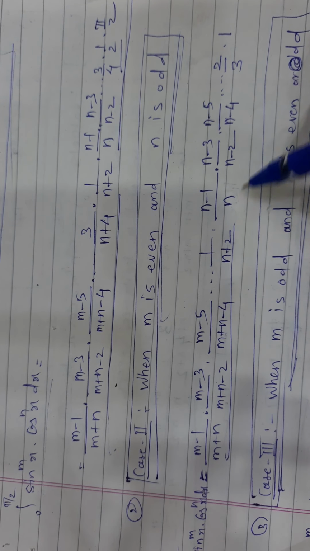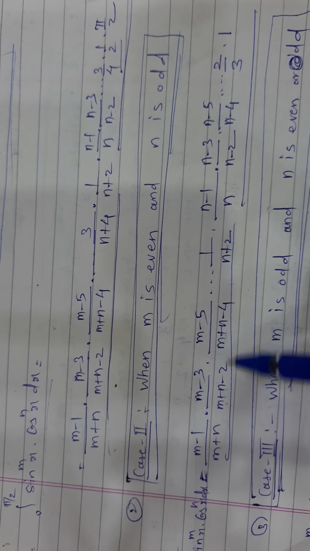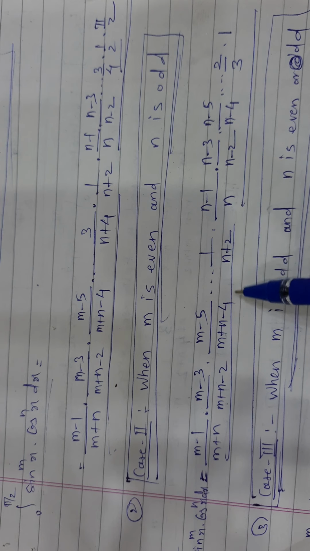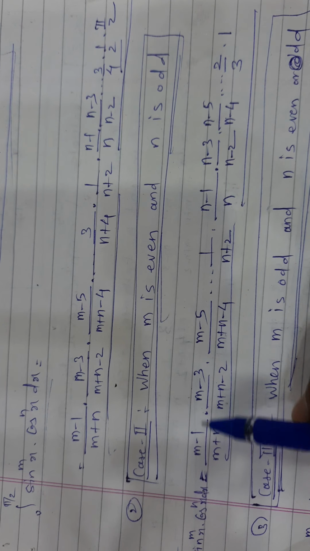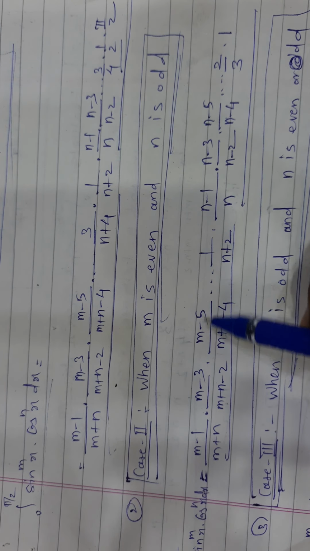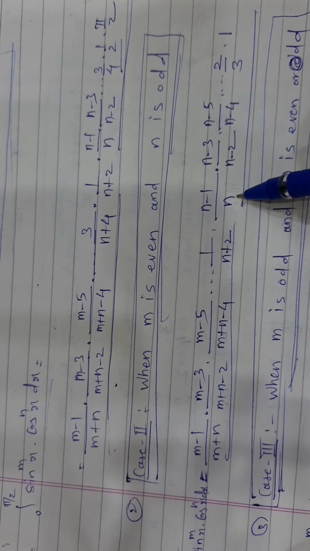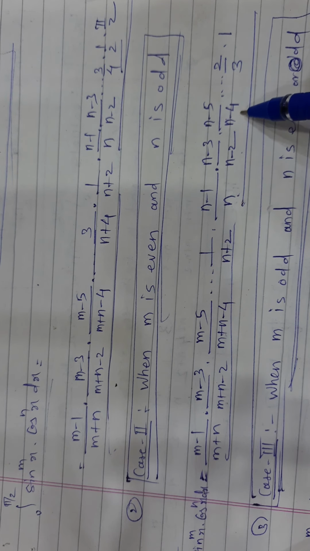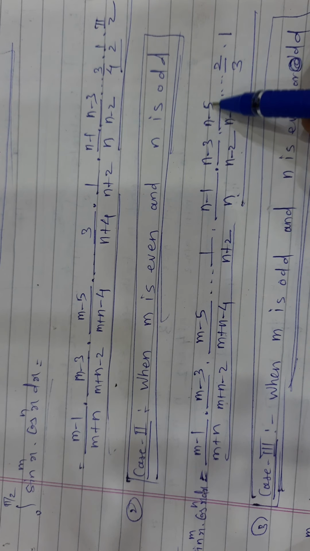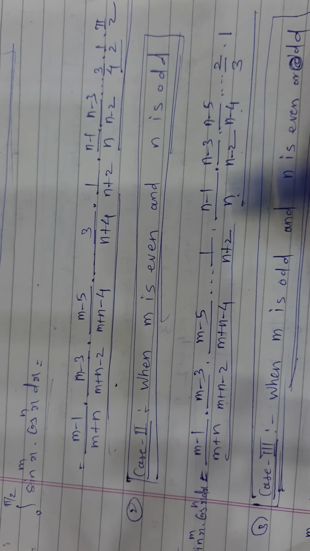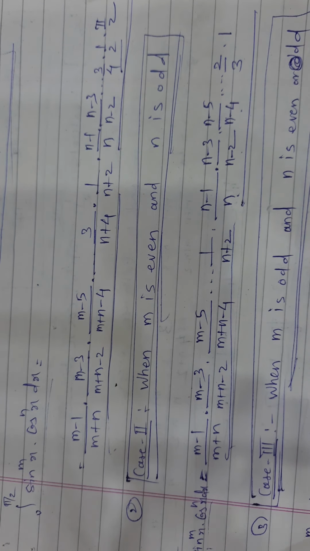Here we can make 2 parts. In the first part, at the denominator m plus n, n minus 2, n minus 4, n minus 6, and finally 1 upon n plus 2. At the numerator m minus 1, m minus 3, m minus 5, successively subtracting 2 from the numerator and the denominator. And in the second part, n at the denominator, n minus 2, n minus 4 up to 3. At the numerator n minus 1, n minus 3, n minus 5, n minus 7 up to 2. Taking together we get the integration of this when m is even and n is odd.